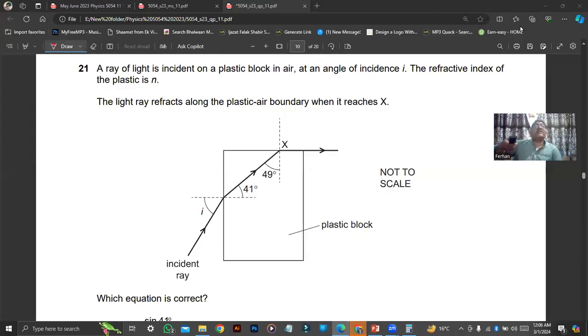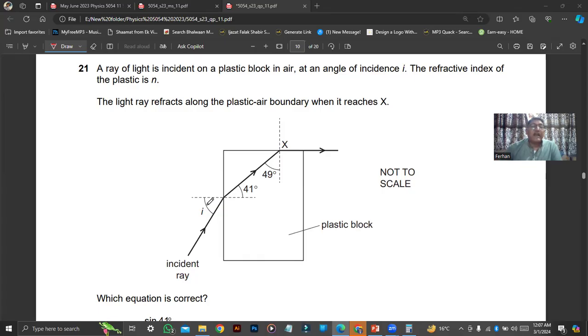Question number 21. A ray of light is incident on a plastic block in air at an angle of incidence i. The refractive index of the plastic is n. The light ray refracts along the plastic-air boundary when it reaches X. Which equation is correct? Okay, so here the light is entering from the air into the plastic, and at X the light is emerging from the plastic into the air.